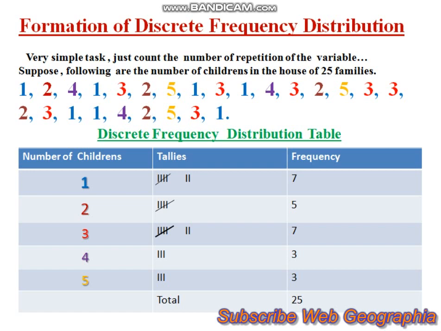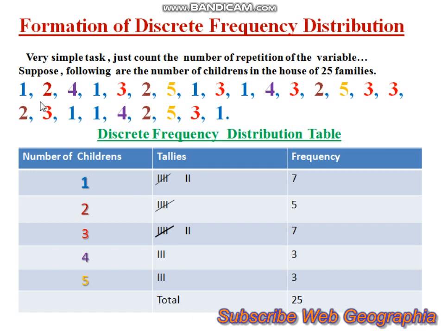Here in this slide I am showing how to form a discrete frequency distribution table. The process of preparing this discrete series is very simple. Here we just have to count the number of items and their particular values, how many times they are repeated, and put the values in the frequency column using the tally. So this is the simple way to form a discrete frequency distribution table.